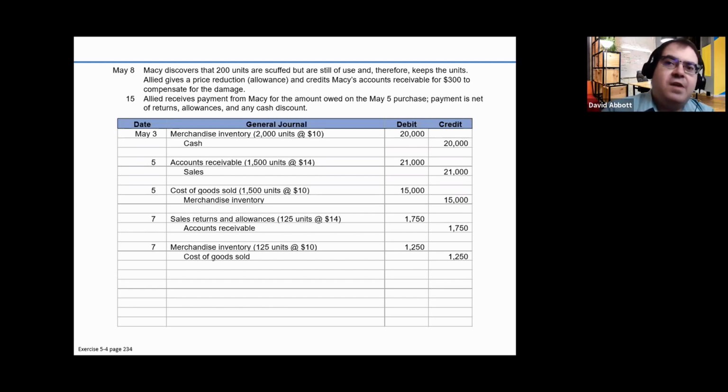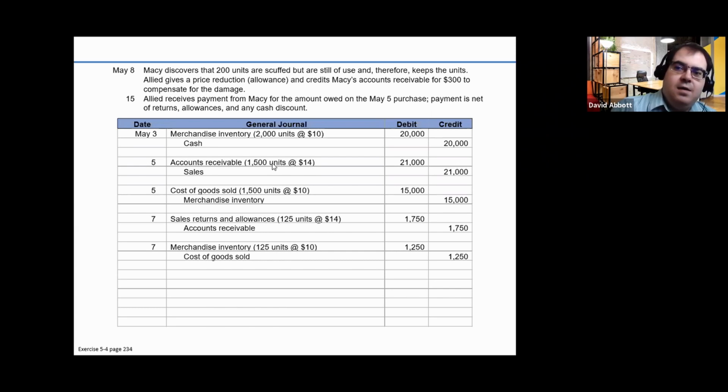Now Massey discovers that 200 of the units are scuffed, but are still of use, and therefore keeps the units. So they realize that it was damaged, but they're still usable. But they can't sell them for what they thought they could. Allied gives a price reduction or allowance and credits Massey's accounts receivable for $300 to compensate for the damage. So we have to record that.